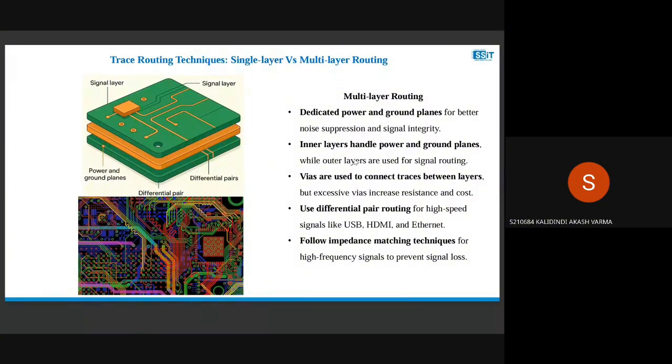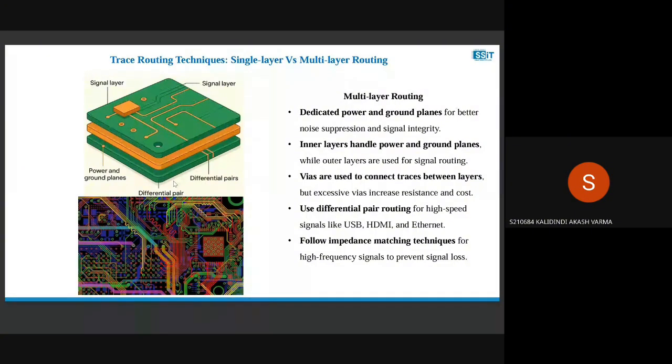Coming to multi-layer, you can count layer 1, layer 2, layer 3. For your understanding, in the PCB there are multiple layers, like a sandwich, layer by layer. This is the top layer, this is layer 2, the inner layers, and these are the outer layers.